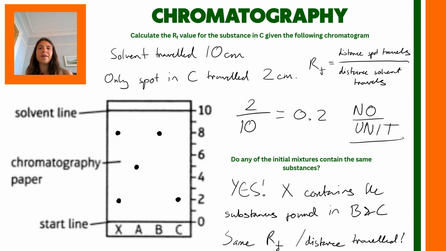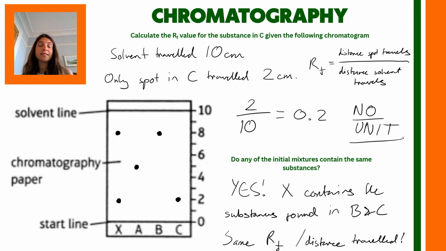Remember how far these spots actually move up the piece of paper depends on a couple of things. It depends on how soluble they are and how attracted they are to the paper. So the less attracted they are to the paper and the more soluble they are in that particular substance, the farther the dots will travel here.